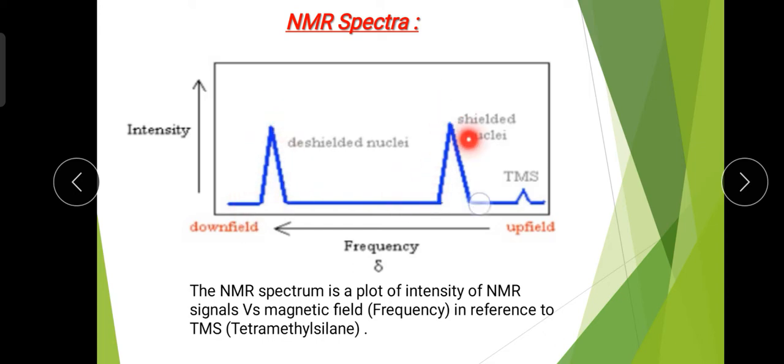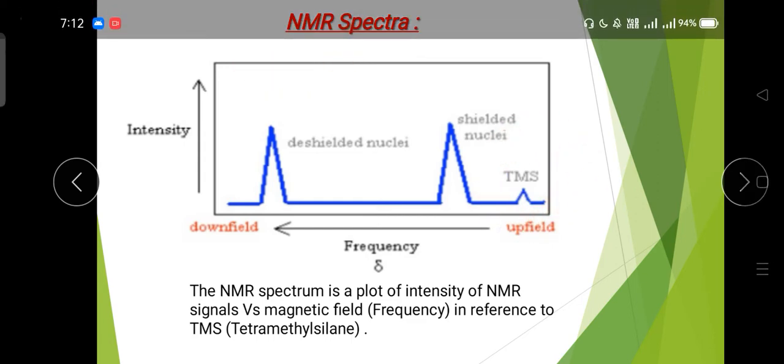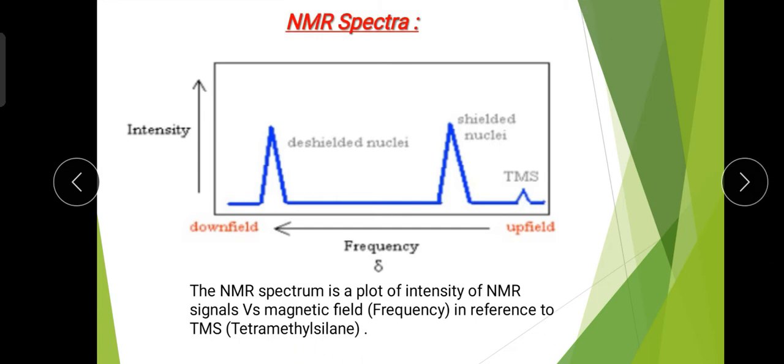So this is the absorption, and this absorption is due to de-shielded nuclei and this is due to the shielded nucleus. And this is the spectra of TMS, where TMS is the standard sample used in NMR spectroscopy. The long form of TMS is tetramethylsilane. It is the standard sample which has a chemical shift equal to 0. This is the graph of intensity versus magnetic field. Here is the downfield and here is the upfield.